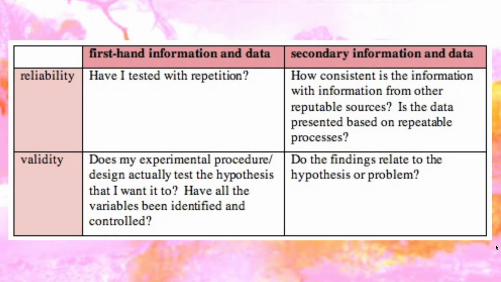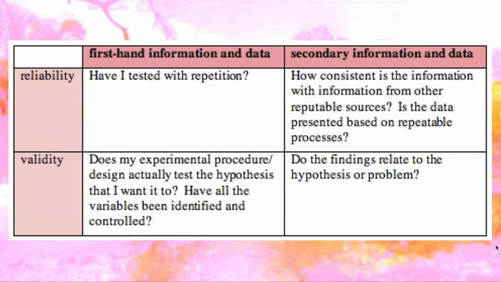Again, just some more reiterating that reliability for the most part usually refers to repetition, and that idea that you're repeating results over and over again. And validity, does it actually test the hypothesis? And validity doesn't really change much between first and second-hand investigations. Usually in first-hand investigations, it's just, have you controlled all the variables? Are you accurately testing the dependent variable and the independent variables?